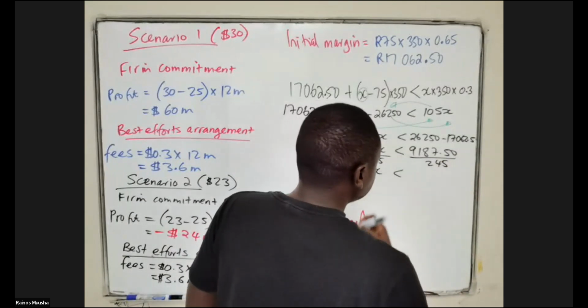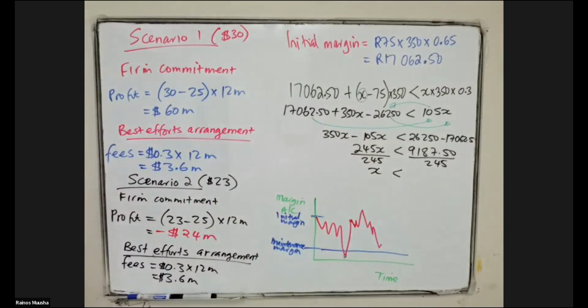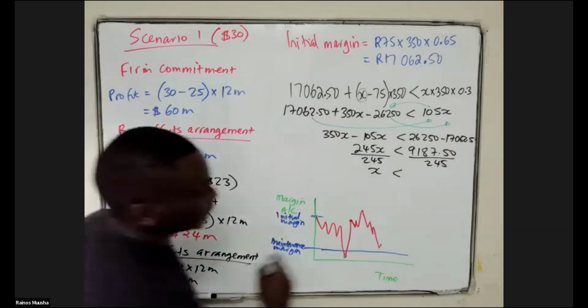Divide this side by 245 and this side by 245. How much do you get as the value of X? 37.5. Yes.